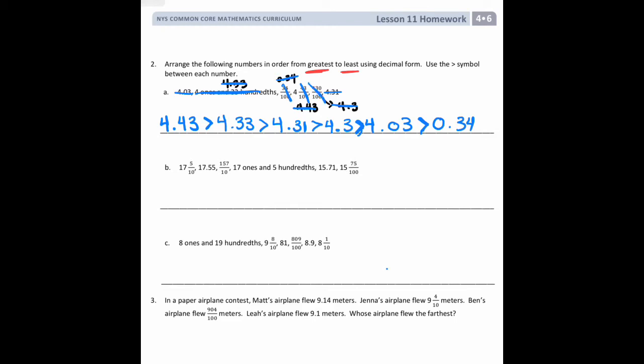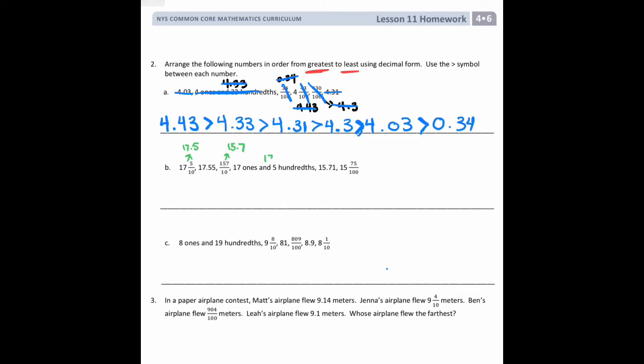Okay, on part B, I have lots of different numbers, and we're going to change them all into decimal form to make them easier to compare. So 17 and 5 tenths would be 17.5. Then we have 17.55. Then we have 157 tenths, which as a decimal would be 15.7, because I could pull out 15 groups of 10 tenths and then have 7 tenths left over.